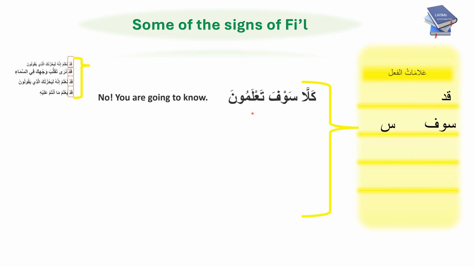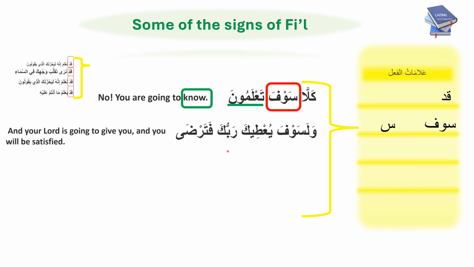كلا سوف تعلمون. No, you are going to know. كلا سوف. So now we know that if سوف precedes that word, then that word is a verb. So سوف تعلمون. No, you're going to know.